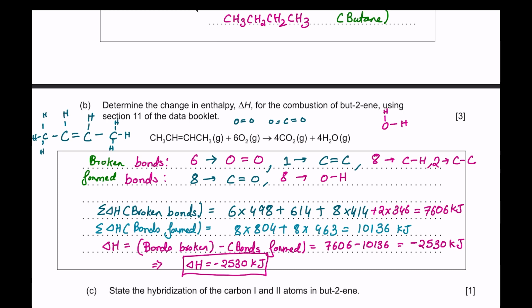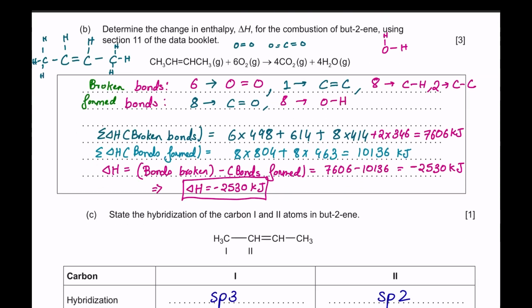And which bonds are formed? Each carbon dioxide molecule will have 2 C=O bonds. Okay. So a total of 8 C=O bonds, and H2O. Each H2O molecule will have 2 O-H bonds. So a total of 8 O-H bonds for the bonds formed. Okay. Now we have to do the summation of delta H of the bonds broken. We have to sum up all the enthalpies of these bonds.